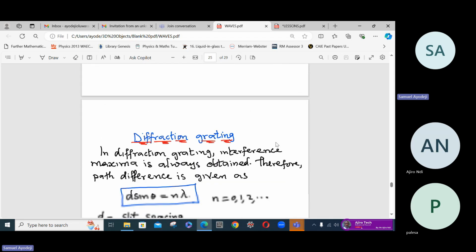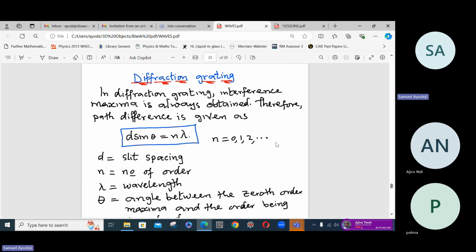So this is another one called diffraction grating. Similar to that, you have to understand the effect of them. In diffraction grating, interference is always maximum. We use maximum. There's no minimum. Maximum interference occurs. The path difference is given like this: d sin theta equals n lambda. n also starts from 1.